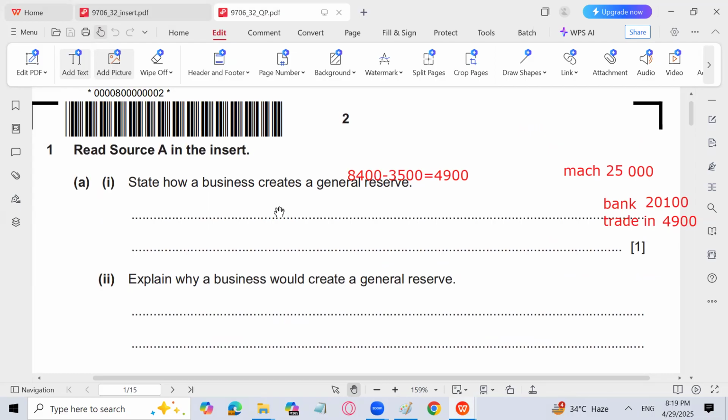Explain why a business would create a general reserve. That is for the future growth of the business and future expansion of the business, or for the replacement of fixed assets. All these things can be made. Fixed asset replacement, future growth of the business, or future expansion of the business, we used to record that.